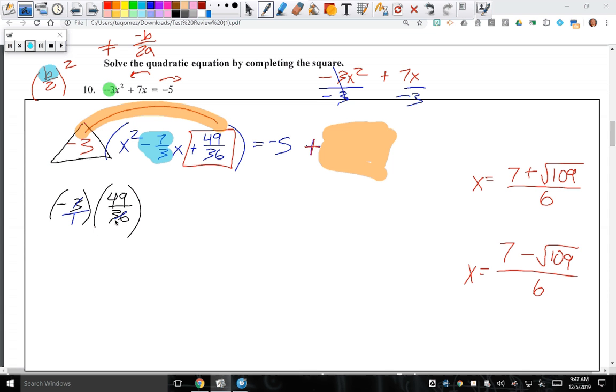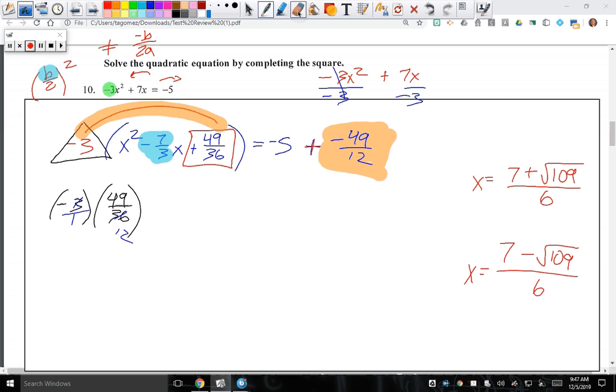This 3 and 36 would reduce to 12. So this would give me a negative 49 over 12. Okay? And if you put that into your calculator, you should get that, unless you press Control Enter and you get a decimal. Keep it like the fraction.